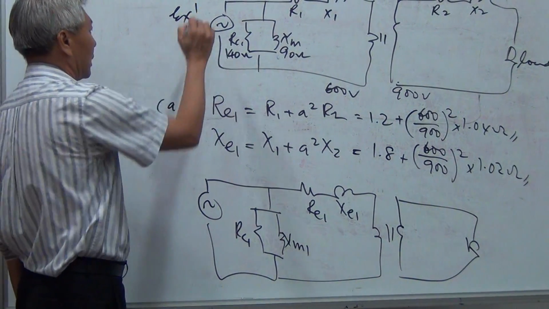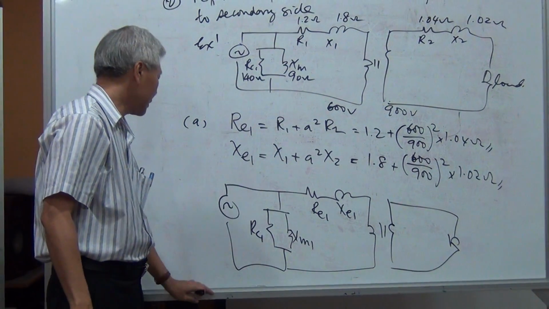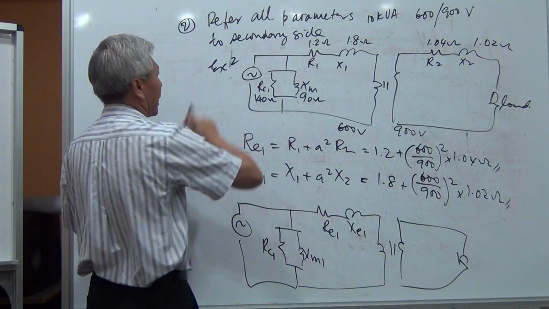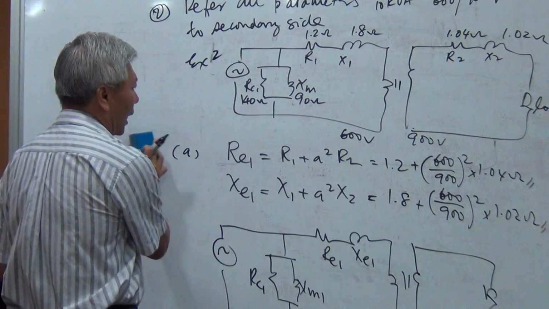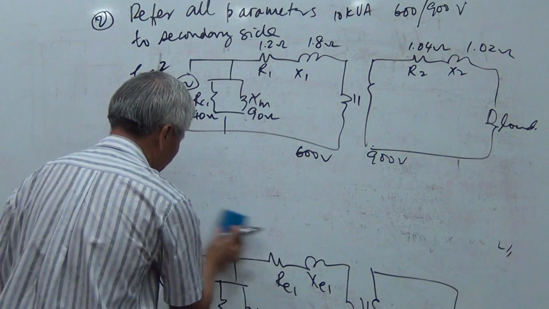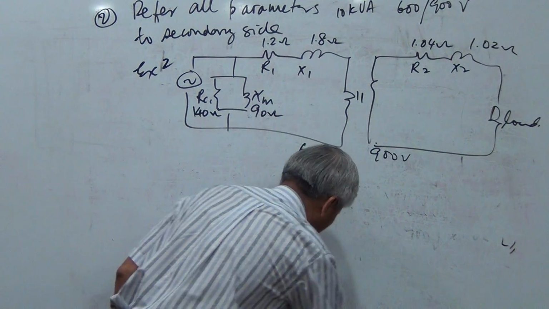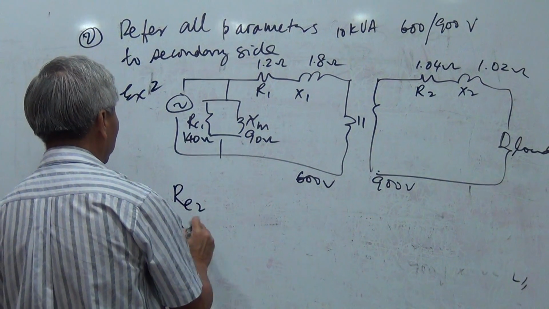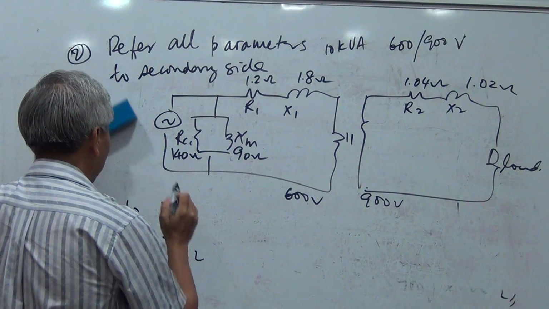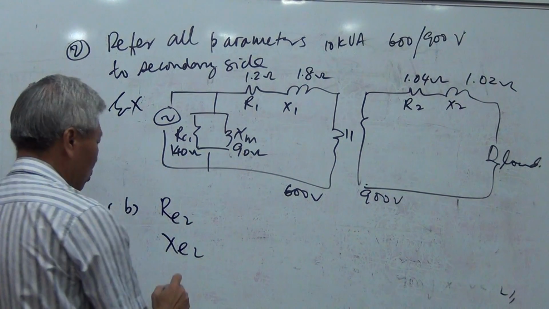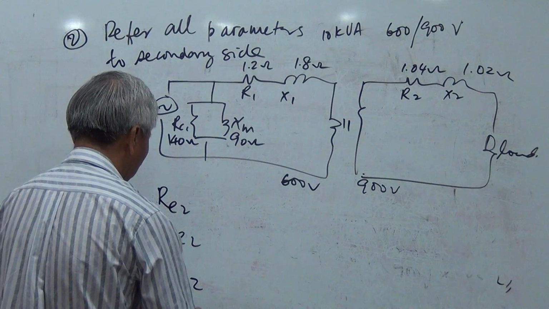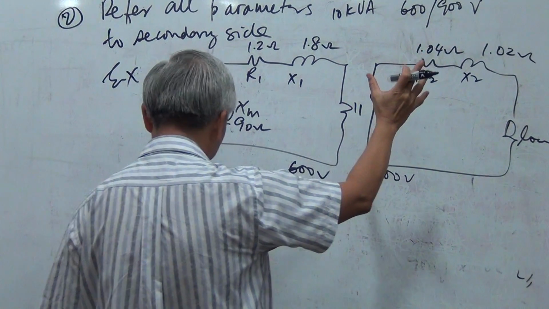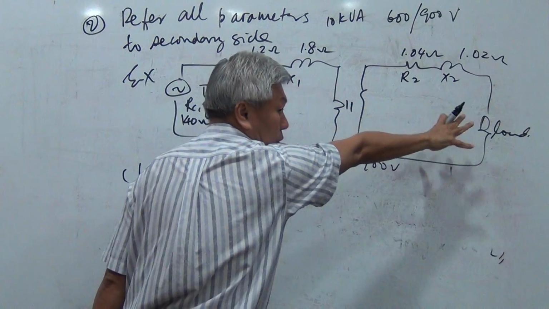Okay, if I call this exercise 1, right, exercise 2. Okay, let's try another exercise. Exercise 2, same question, but this time I want it to be referred to the secondary side. Okay, I've asked you to find part B, RE2 and XE2, and RC2 and XM2. So here I want these parameters to all refer to that side.